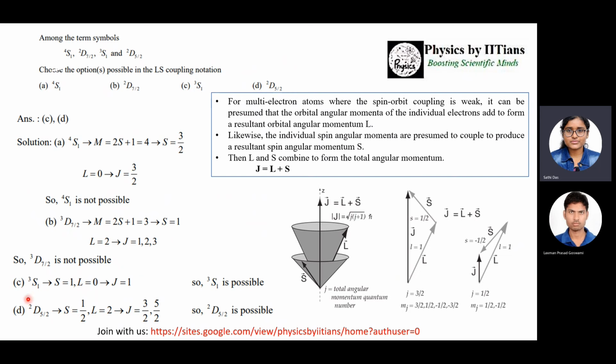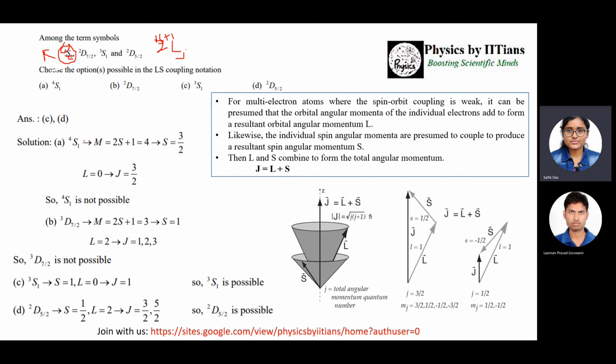First of all, you have to know what a term symbol is. In atomic and molecular spectroscopy, we denote the electronic state of a molecule or atom with a term symbol. So what does it mean? This 4s1 means that 4 is 2S plus 1, that is the multiplicity, S is the L value, and 1 is the J value. So in general we write it as 2S plus 1, then L, and J. So this is the term symbol.